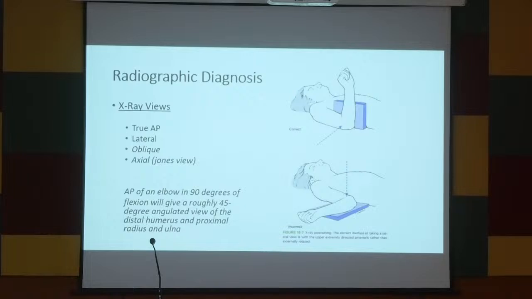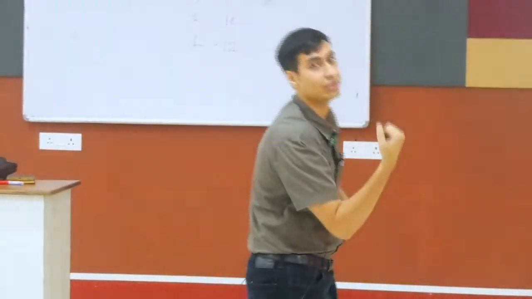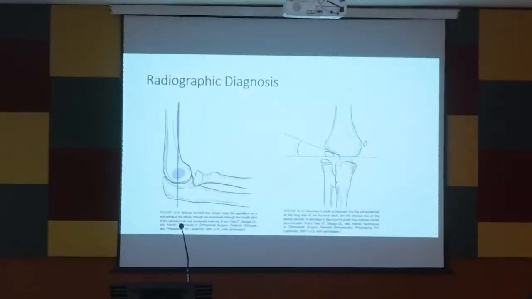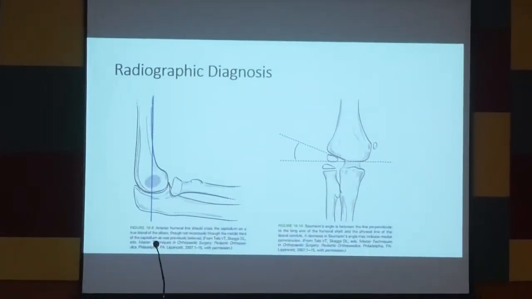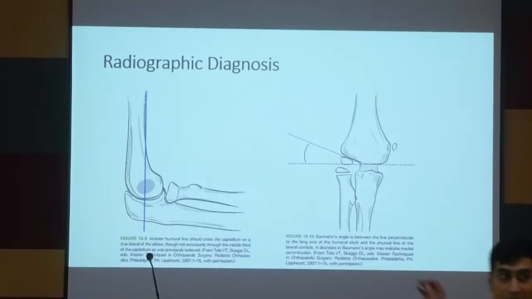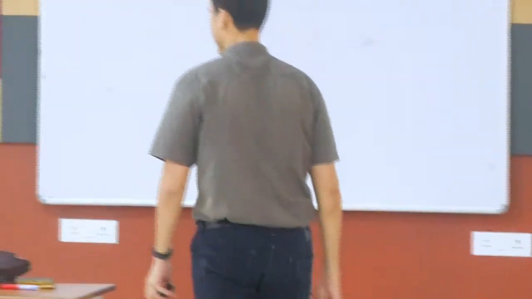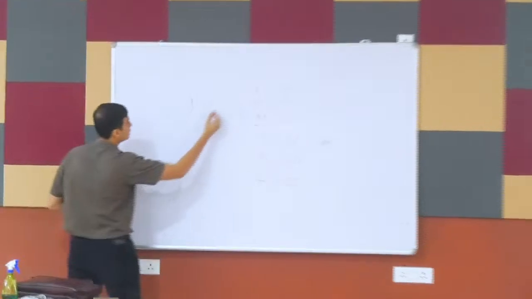AP is usually straightforward. Lateral, you can make it like this, or the way they have shown. You can do it like this and then take a lateral. If the child is having too much pain, he will not allow you to rotate the elbow. So this is one important thing you need to understand: the two radiographic markings. Here comes the concept of the Baumann's angle and the anterior humeral line. Some of you attended the clinics when I told this, but I will tell you again for the entire class.